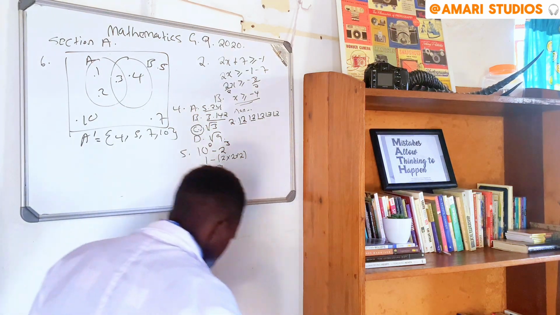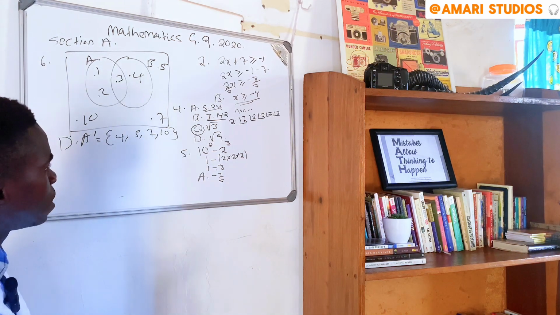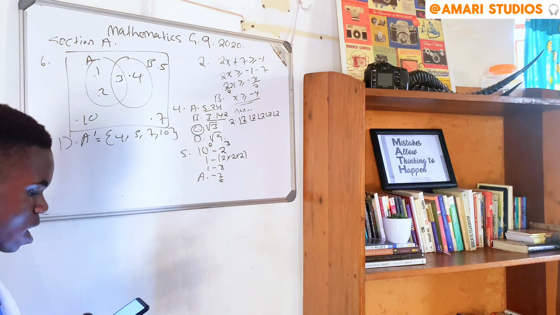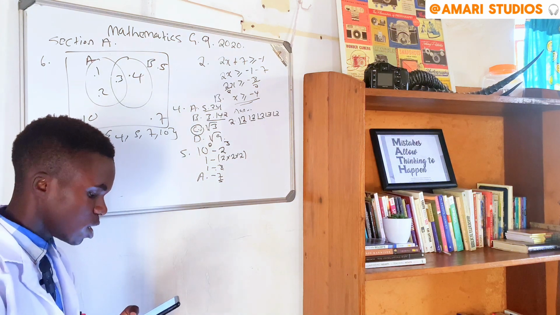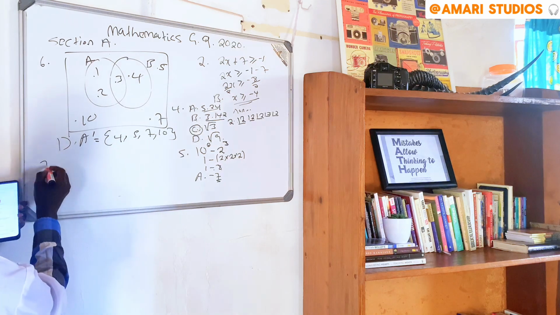Then according to our answer here, the final answer on the option was supposed to be option D, which was supposed to be our answer. Then without wasting much of our time, let's move to question 7.